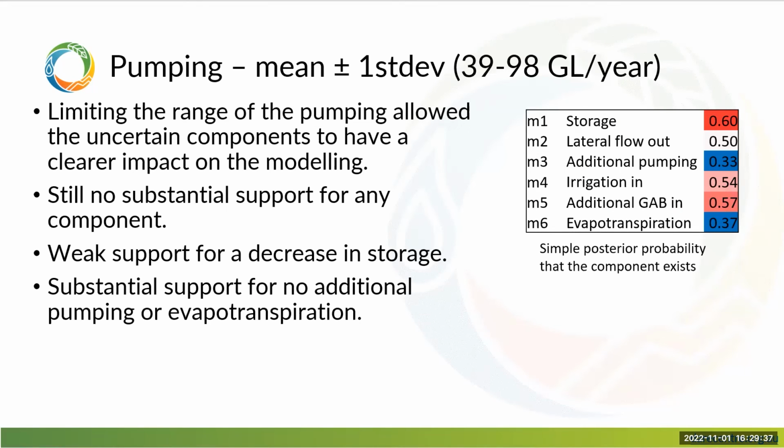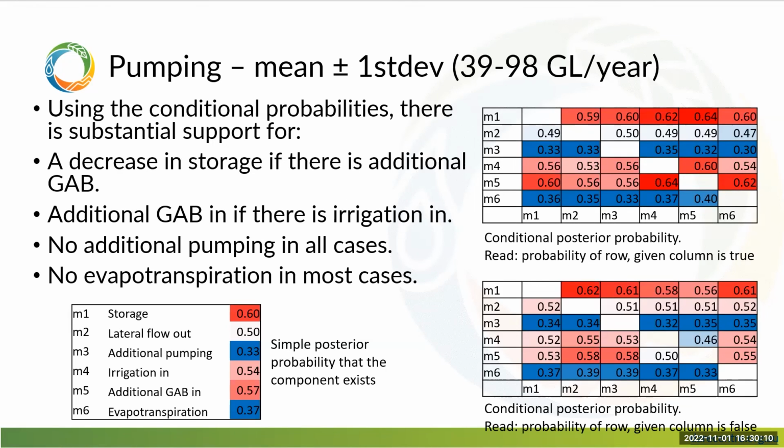When we limit the range of pumping allowed, the uncertain components have a clearer impact on the modelling. There's still no substantial support for any individual component proposed here. There's some weak support for a decrease in storage. There's some support for evapotranspiration or additional pumping not existing in this case. This does split out and change a bit when you look at conditional probabilities. So, for example, there's substantial support for a decrease in storage if there's additional Great Artesian Basin, no additional Great Artesian Basin if there's irrigation in, no additional pumping in any of these cases, and no evapotranspiration in most cases.